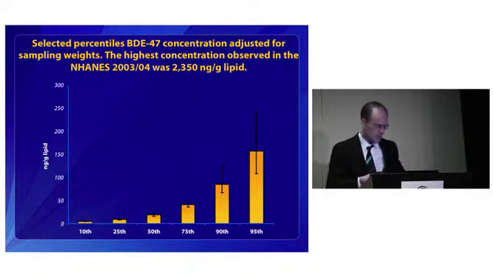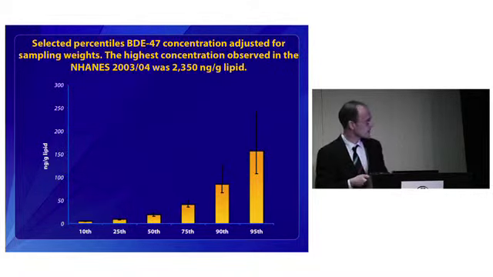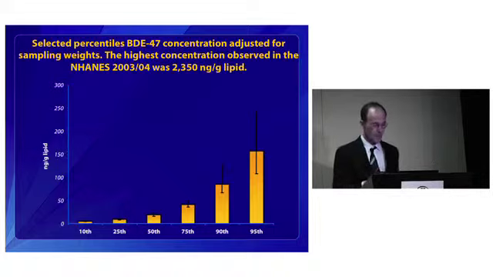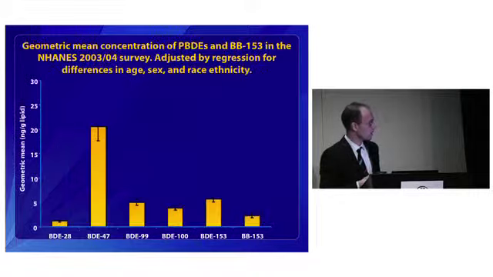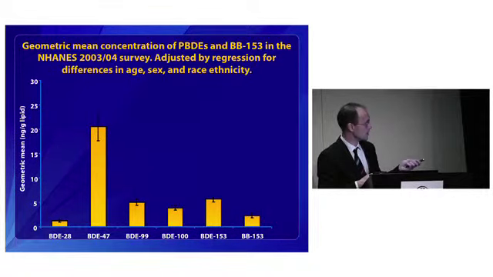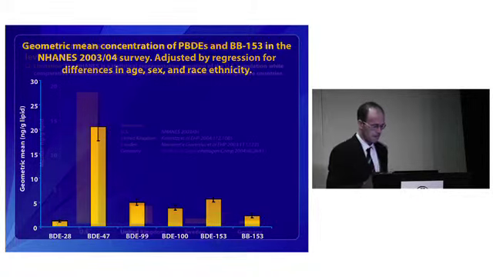Looking first at BD47, just descriptive statistics, you can see that for BD47 we have a 95th percentile around 150 nanograms per gram of lipids. The highest concentration observed was 2,350, which is a very high concentration of BD47 compared to worldwide. Looking at all the other congeners, we see a median of around 20 and lower levels of many of the other PBDEs that we looked at this time.